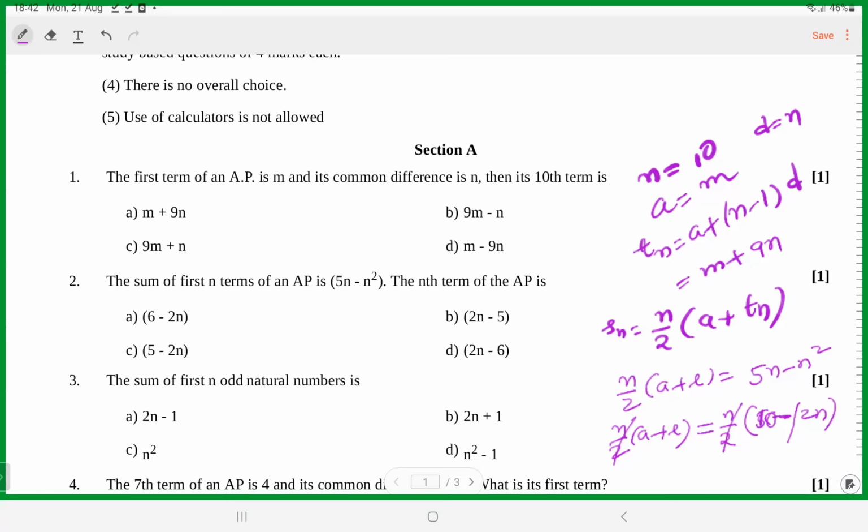Okay. So what is Sn equal to? 5n minus n square. Okay. So Tn is nothing but Sn minus Sn minus 1. Did you get this one, Venkat? Sn minus Sn minus 1. Kaushik? Rohit? Vijay, tell them. What did you understand? Tell them.